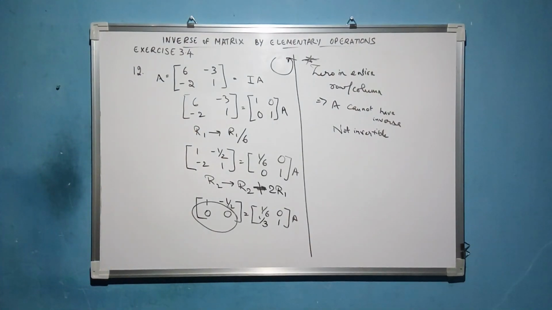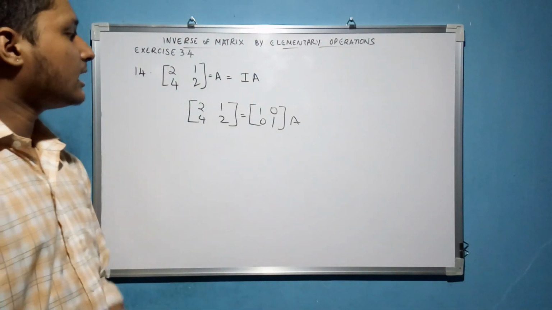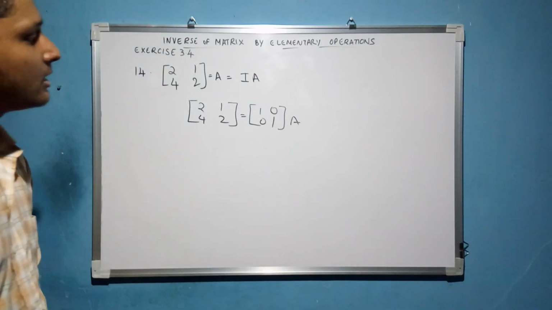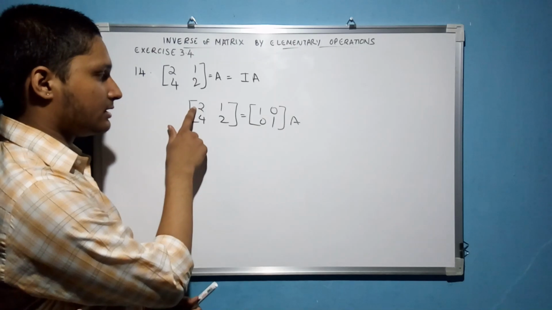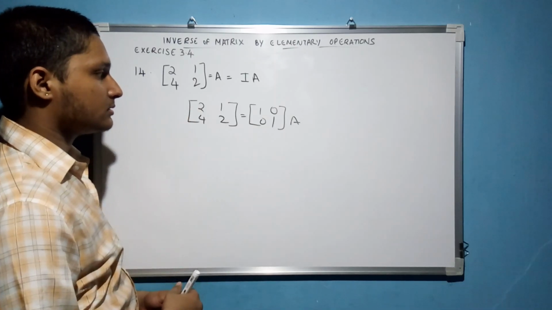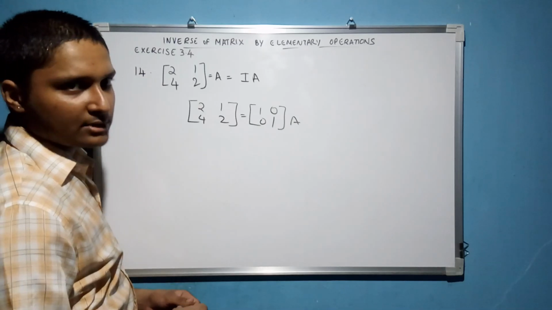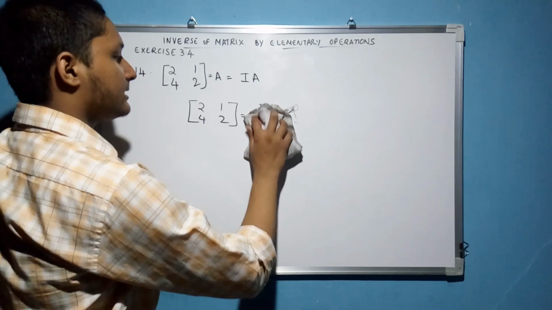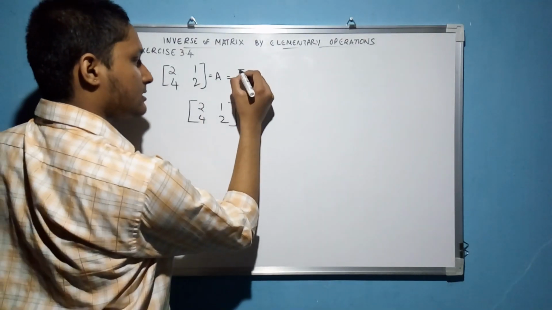Next we'll move to the 14th question. Okay, now we have the 14th question. In the 14th question, I'm going to use the row operations again. You have [2 1; 4 2] given here. Now, this one I need to convert into 1. So maybe because I'm going to use a row operation, or shall I use a column operation? Maybe I'll use the column operation here. That makes it better over here. Okay, so I'll use the column operation.